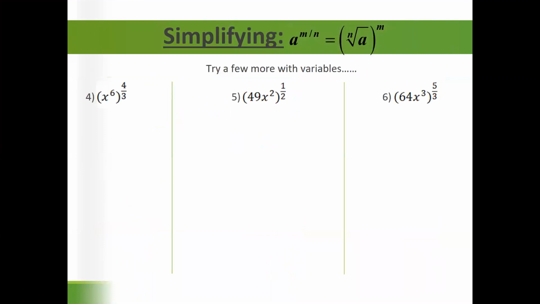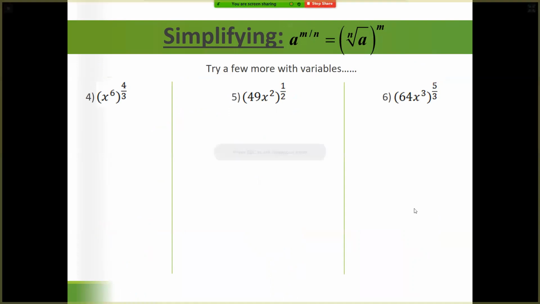Let's try it with variables. So step 1 remains the same even when you have a variable. So we're still writing the cube root of x to the 6th to the 4th power. That is still step 1. So there's your first point.